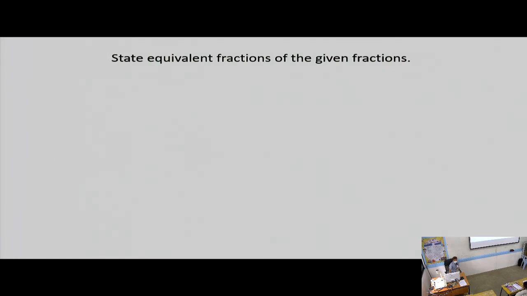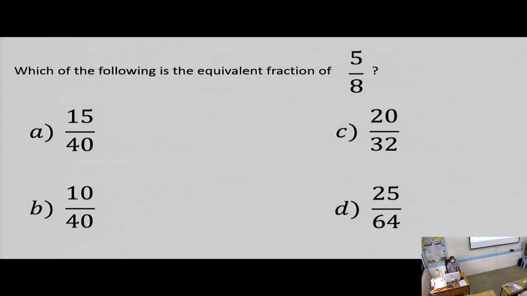Anyway, how about this one? Which of the following is the equivalent fraction of 5 over 8? Yes, stand up. Which of the following is the equivalent fraction of 5 over 8? Is it A, B, C, or D? What's the answer?